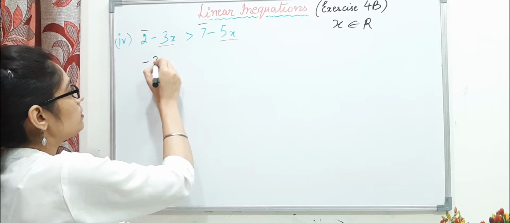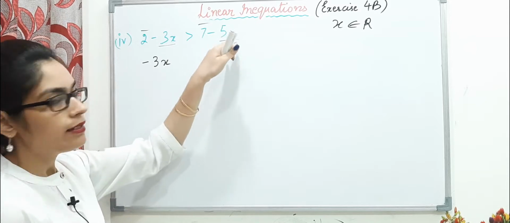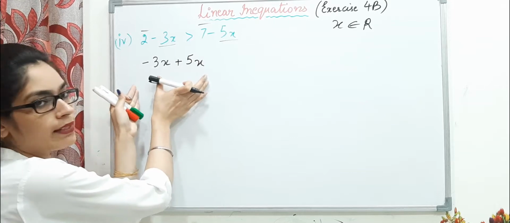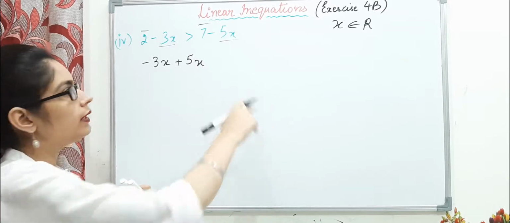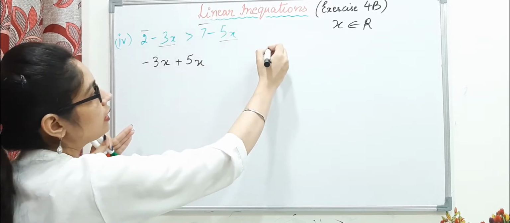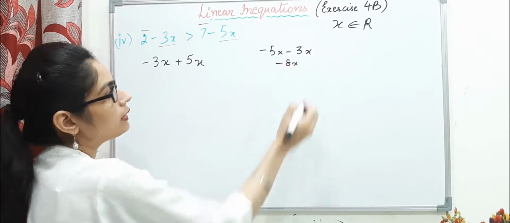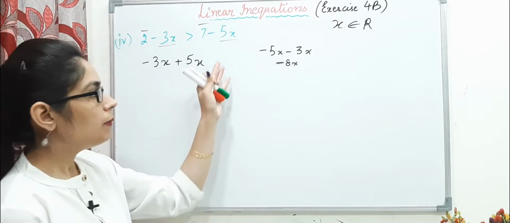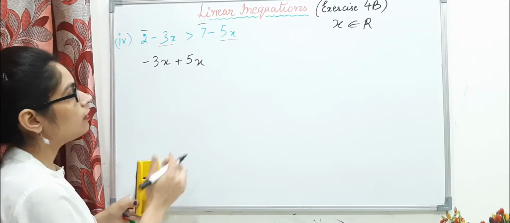Like here -3x is already there, so we will shift -5x to this side, because when I shift -5x to this side, it will be changed to +5x, and overall when I add, this will be a positive number. So further I don't have to multiply with a negative number and change this sign to make x positive. Like if I shift -3x to the other side, it will be like -x, so -8 we will get. So in this way our x will be negative, so then we have to multiply it again with a negative number to make it positive. So it's better if we shift this way.